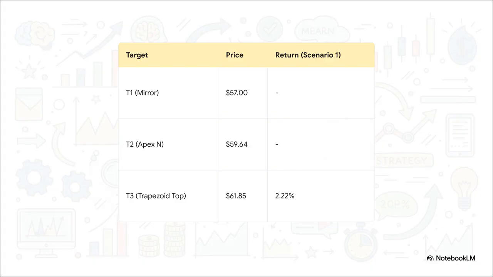All right, so the plan didn't just have entries, it also had exits. There were 3 documented price targets that map out the potential journey. The first target was the mirror line. The second was apex N, and the model specifically calls this a safe exit point. And the final destination, target 3, was the very top of that trapezoid. Now, if things played out according to scenario 1, meaning only that first entry gets hit and the price goes all the way to target 3, the expected return was calculated at 2.22%.